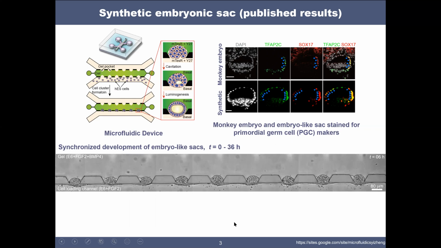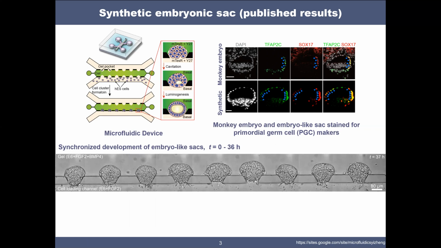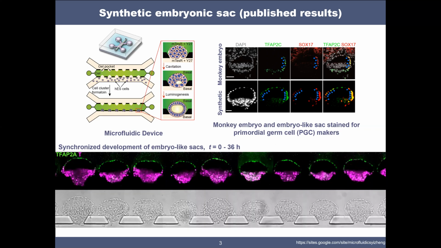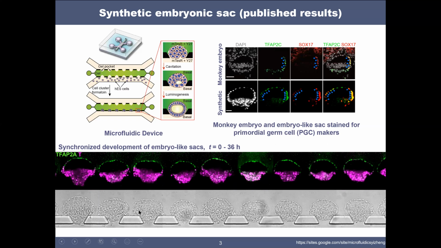In addition to a great resemblance with the real embryos, the reproducibility is also superior. The video here is showing synchronized development of embryo-like structures within the same microfluidic device. And not only is the morphology highly reproducible, but also the cell fate. As shown in this immunostaining image, green is for amnion, purple is for epiblast. And because of the reproducibility, if I want to make a lot of them, I can easily make a lot of them.